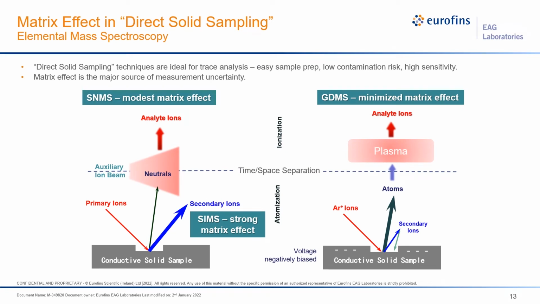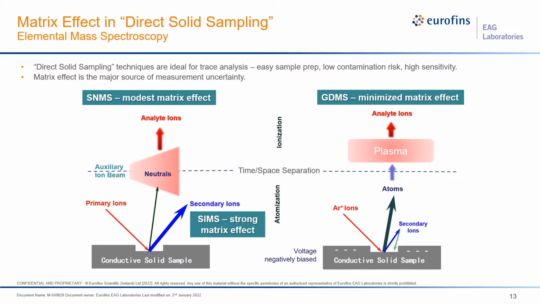GDMS, like any direct solid sampling technique, is ideal for trace analysis of solids because, number one, it has easy sample preparation. Number two, it has low contamination risk because it is direct solid sampling, so you eliminate many steps of sample preparation. And number three, because dilution is limited, it has very high sensitivity. But there is one major impact that needs to be dealt with. It is matrix effect. For any solid sampling technique, this matrix effect has to be addressed.